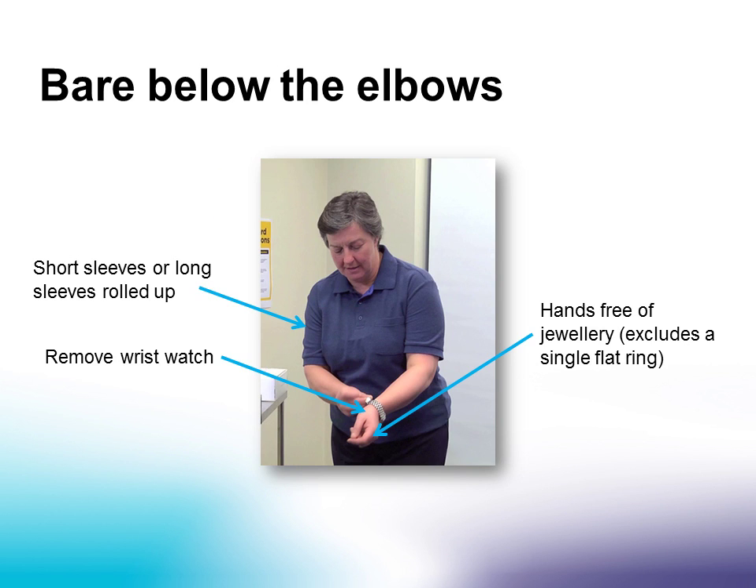Being bare below the elbows is recommended when you provide patient care that entails physical contact, when performing any procedure on a patient, or when performing hand hygiene. Bare below the elbows involves wearing short-sleeved clothing or rolling up long sleeves. Hands, wrists and forearms should be free of jewellery and watches, although in some circumstances a single flat ring may be worn.